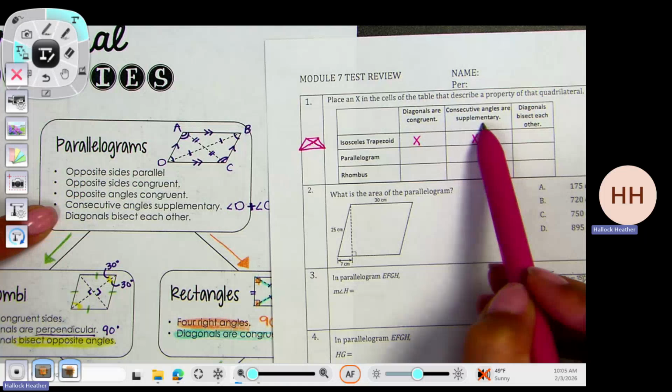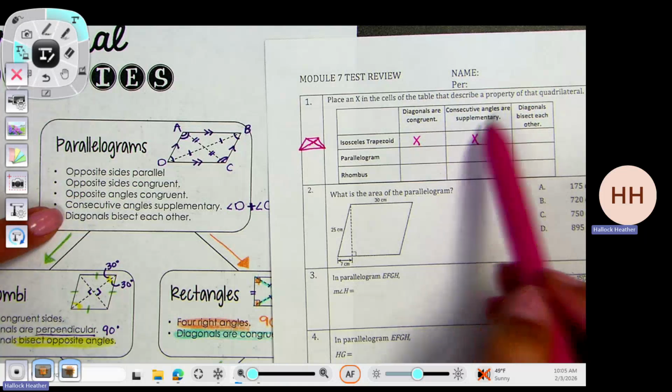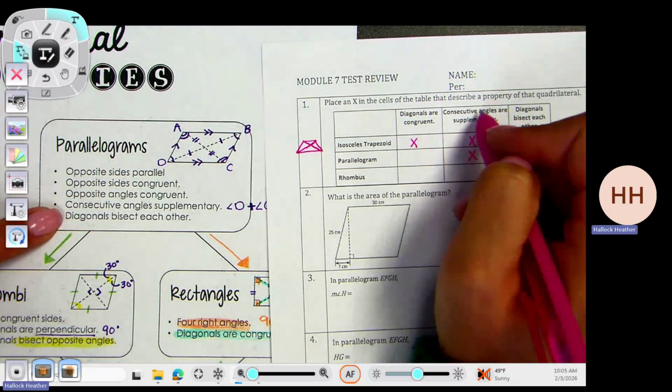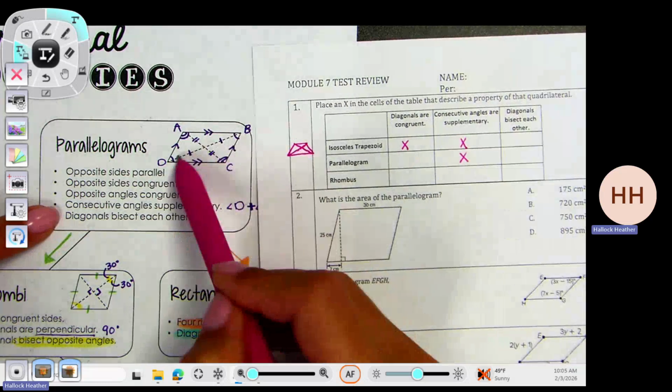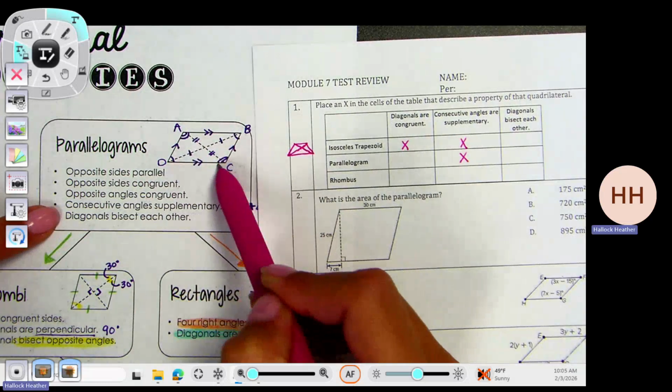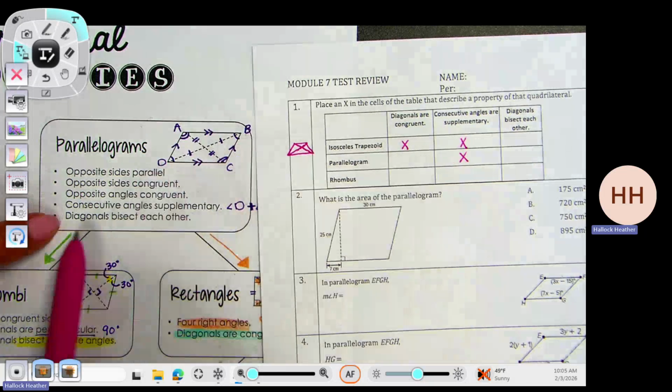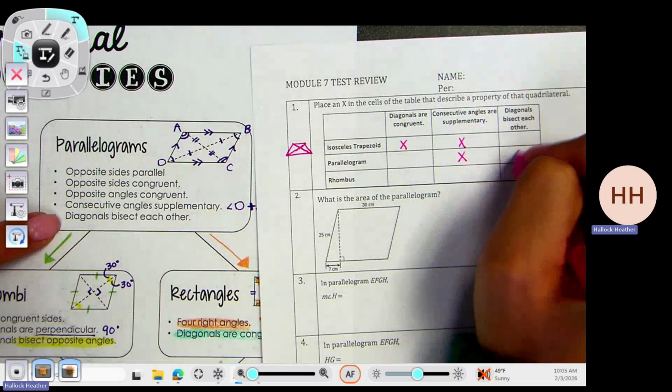Consecutive angles are supplementary. That is true. Every shape we've talked about, same side angles add to make 180. And then the diagonals, they crisscross and they cut themselves in half. So the diagonals bisect. That is true.